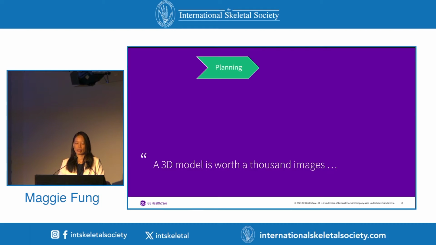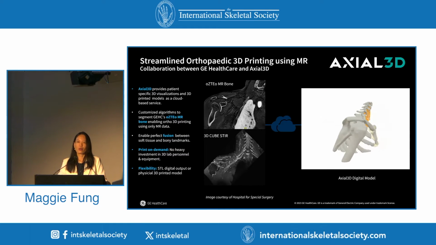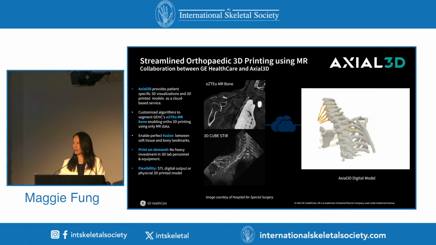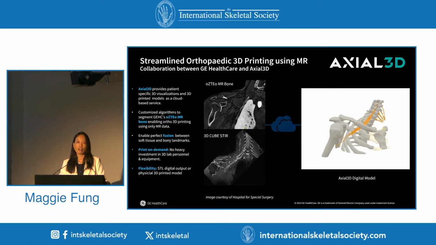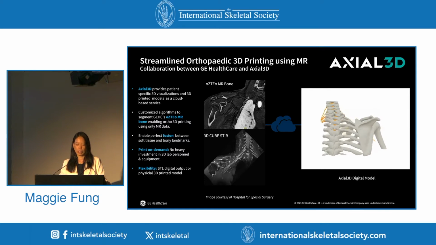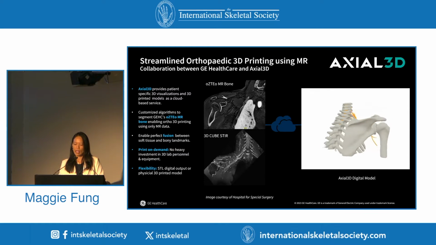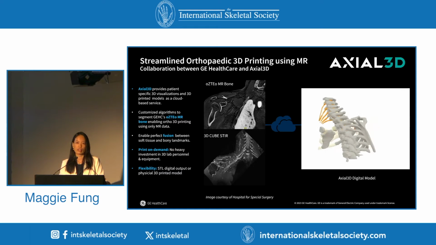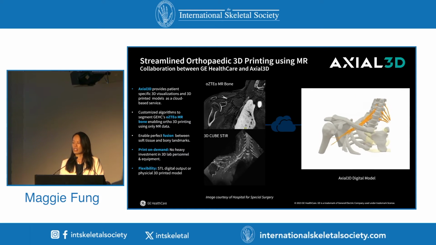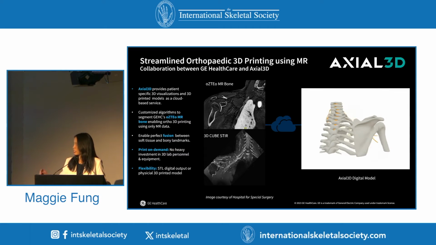On the planning end, surgical planning, right? People say a picture is worth 1,000 words. If you ask a surgeon, a 3D model is worth 1,000 images. We're happy to partner with Exo 3D, who is also in the booth today, to streamline orthopedic 3D printing using MR-only images. Most of the orthopedic printing today is done on CT. Now having the capability to do it in MR, using Exo 3D's cloud-based services, not only reduces radiation to the patient, but also opens up the possibility of adding soft tissue information, such as this neurography case here.